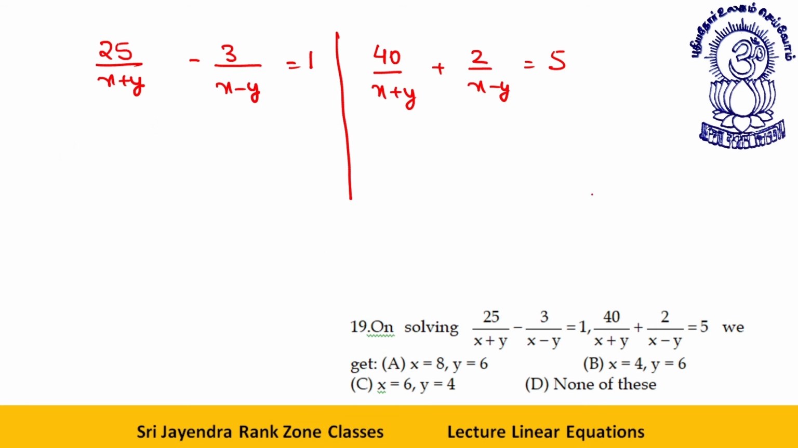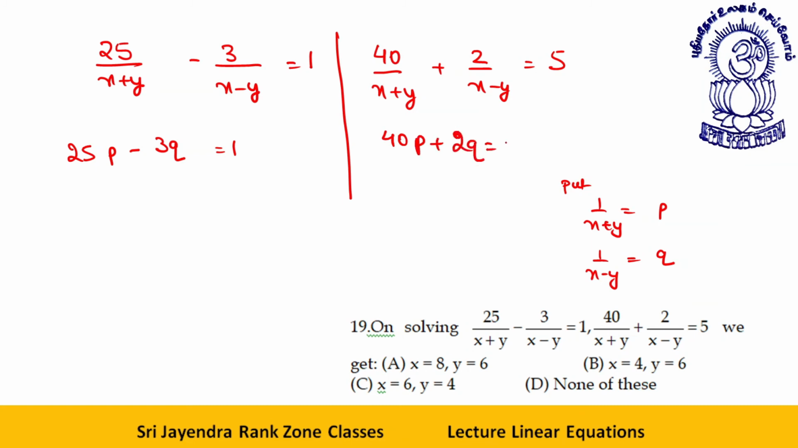Let 1 by x plus y be p, and 1 by x minus y be q. Now you have 25p minus 3q is equal to 1. From here you have 40p plus 2q is equal to 5.